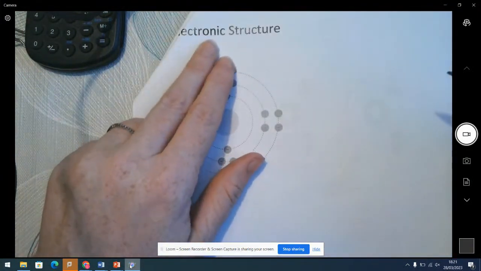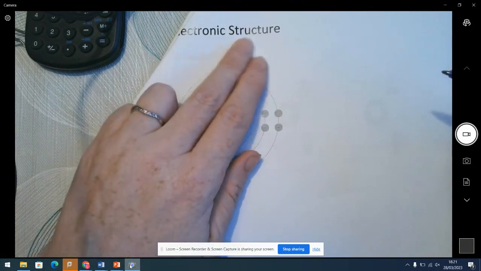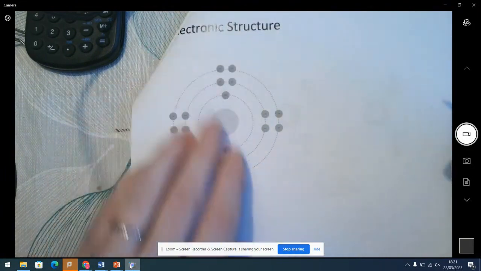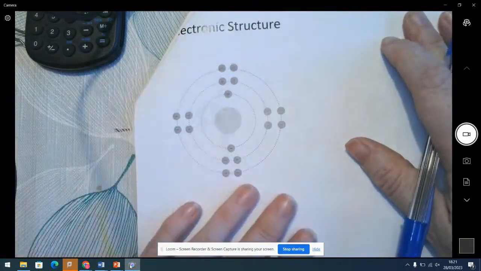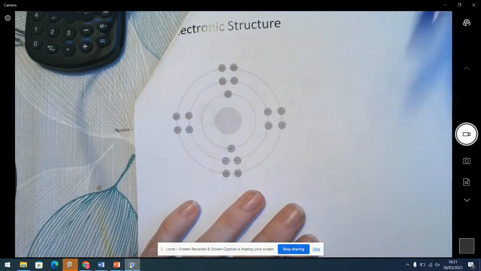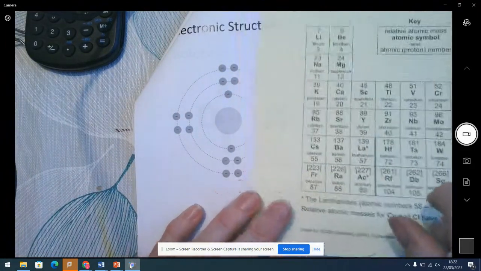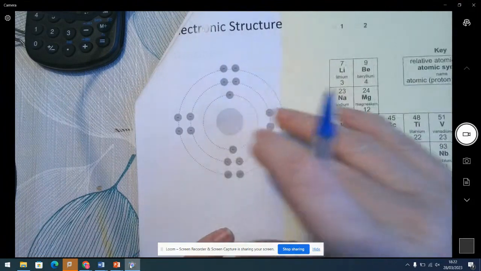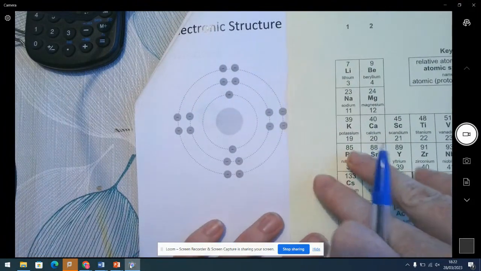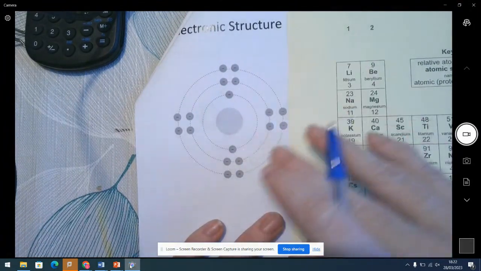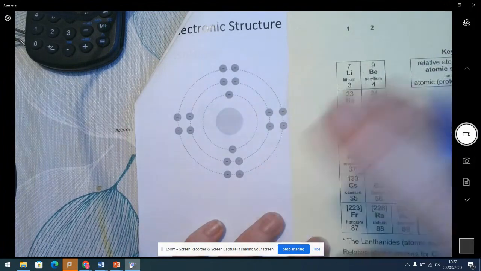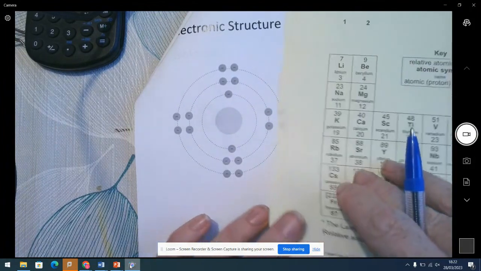And this links in nicely to the next part, which is our electronic structure. Can't quite see it because of the way it's folded over. But you are expected to use those numbers, okay, to then draw the electronic structure of an atom. And I'm going to give you some ways to do this. We'll practice a couple together. I'll then set you off to do some on your own.